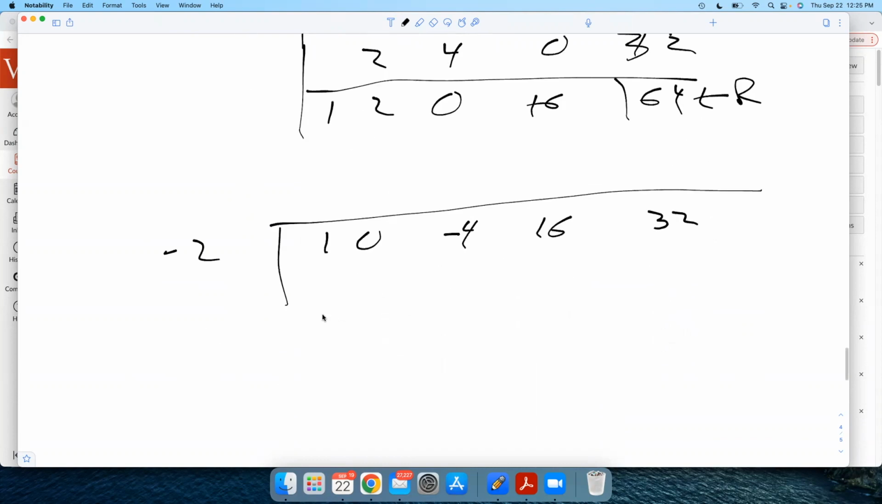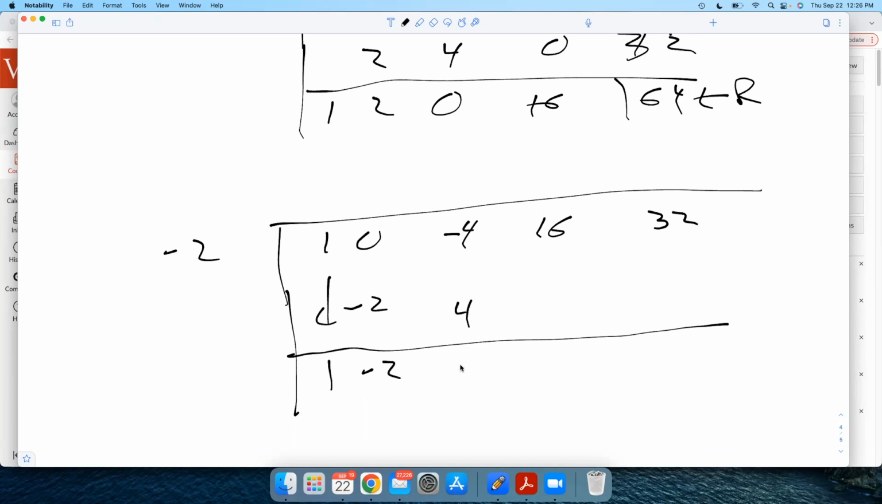We could do all this with long division instead of synthetic division. Synthetic's just quicker. I used to hate synthetic division, but now as I'm getting older, I like it. So bring the first one down, multiply, add. Multiply, add. Multiply, add, multiply, add. We get 0.